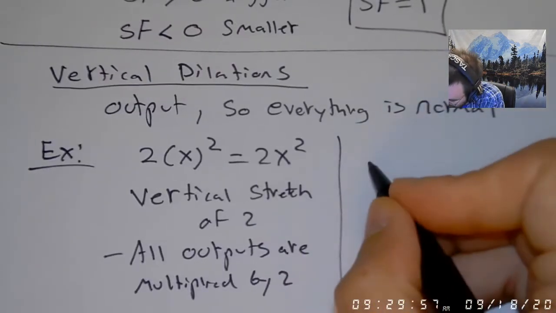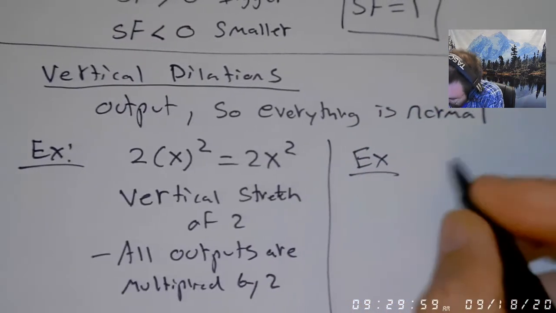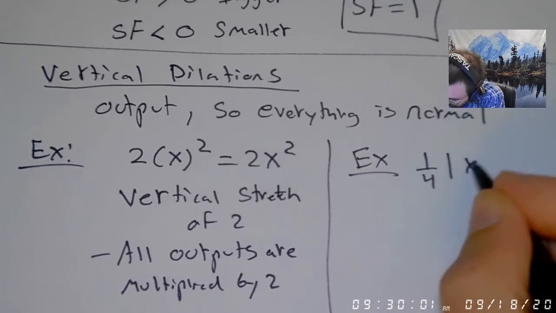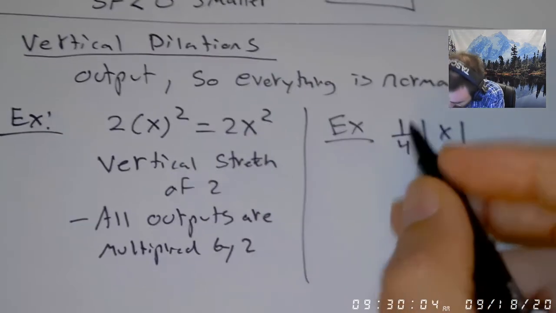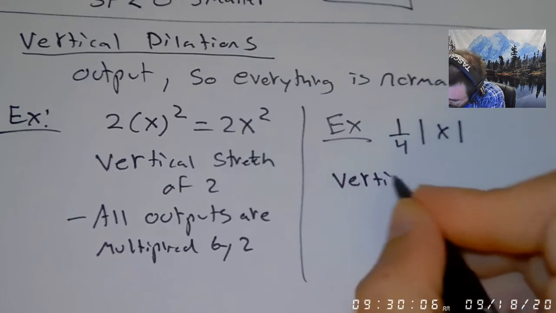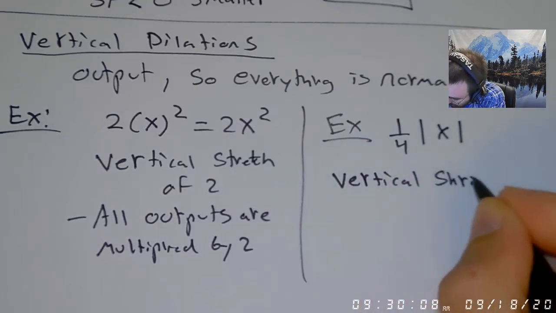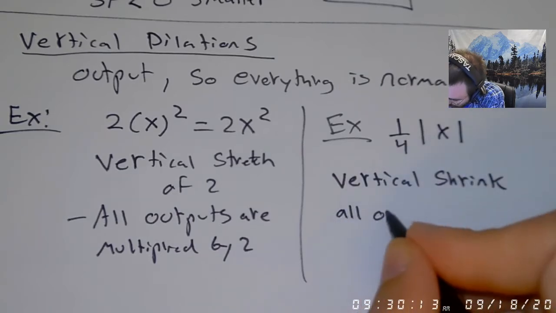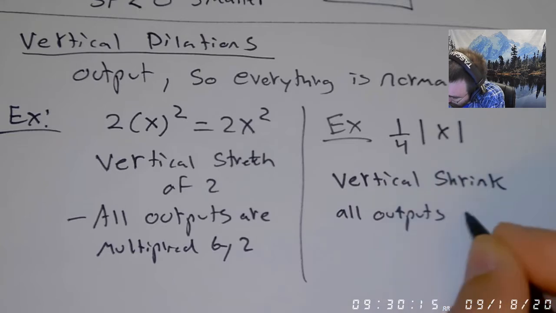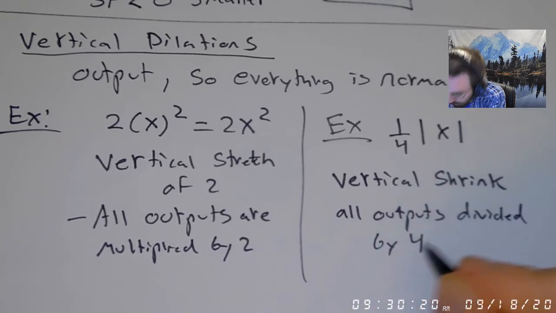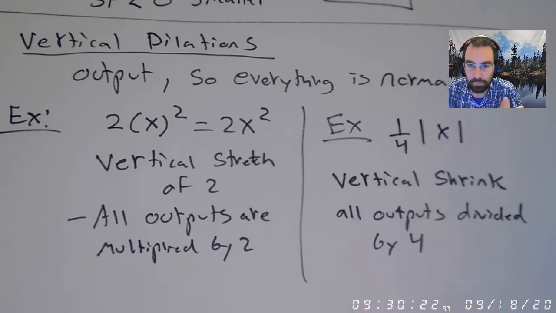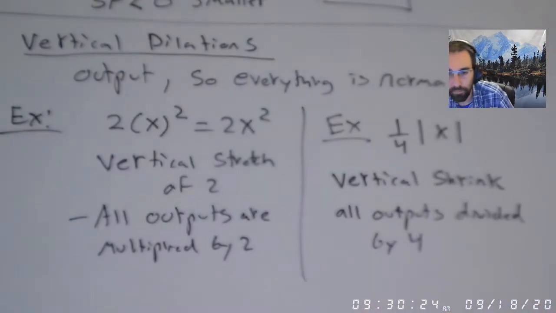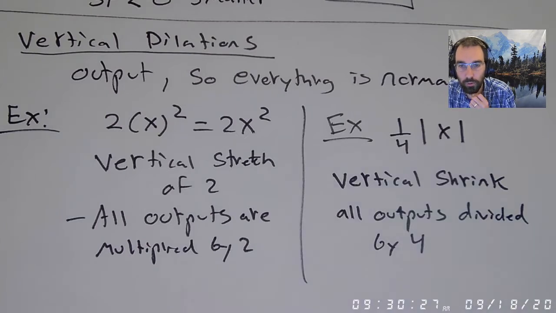Okay, another example would be if I have 1/4 the absolute value of x. Again, it's on the outside. So this is a vertical shrink. Right, so that just means all outputs divided by 4, or I mean, when I say divide by 4, right, multiplied by 1/4, okay? All right, cool. Sorry, I wasn't in focus there. I think that looks a little bit better now, okay?